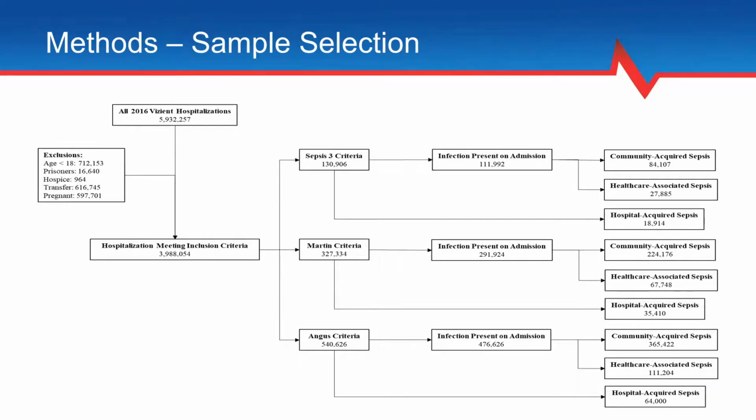For our dataset, we started with almost 6 million hospitalizations in 2016. After the exclusion criteria, we ended up with almost 4 million hospitalizations. Using Sepsis-3, we identified almost 131,000 cases of sepsis, and Martin criteria identified about 327,000 cases of sepsis, and Angus criteria had about 540,000 cases. And these sepsis cases were further divided into their subtypes.